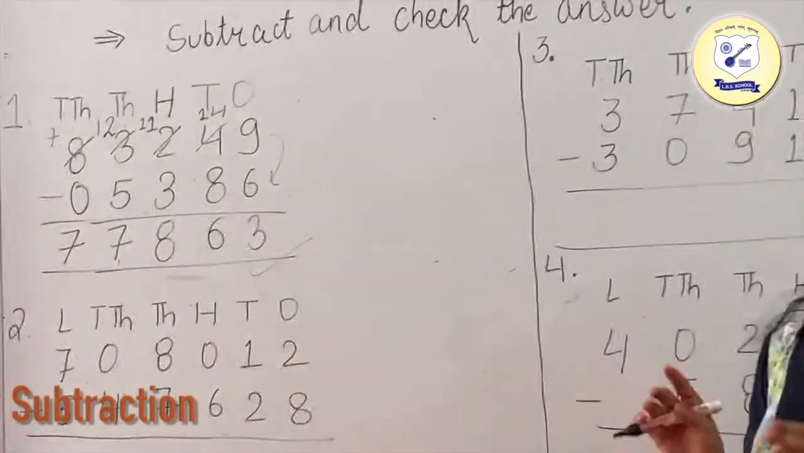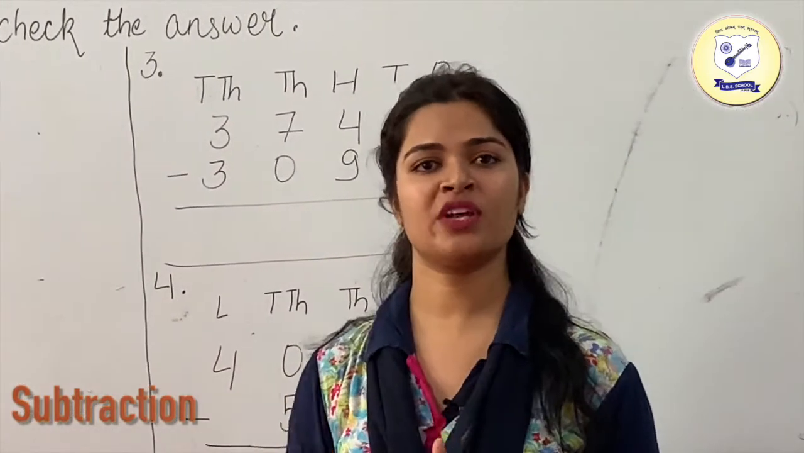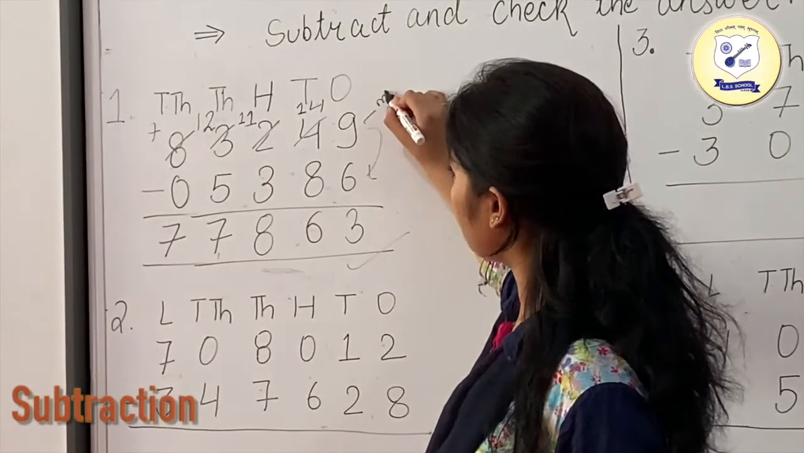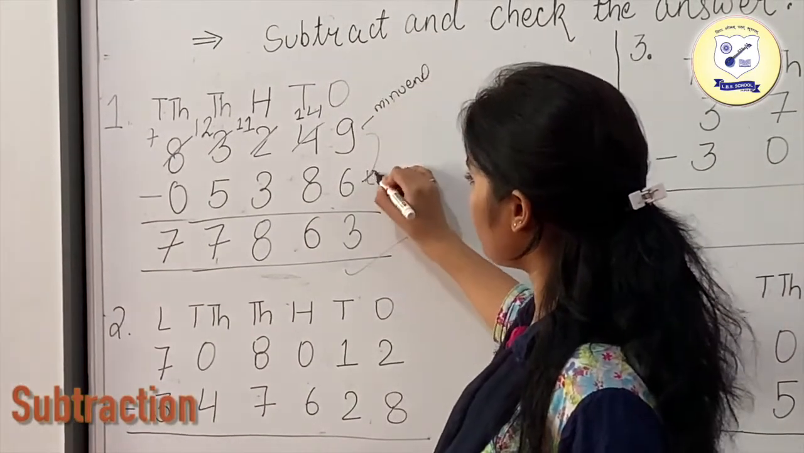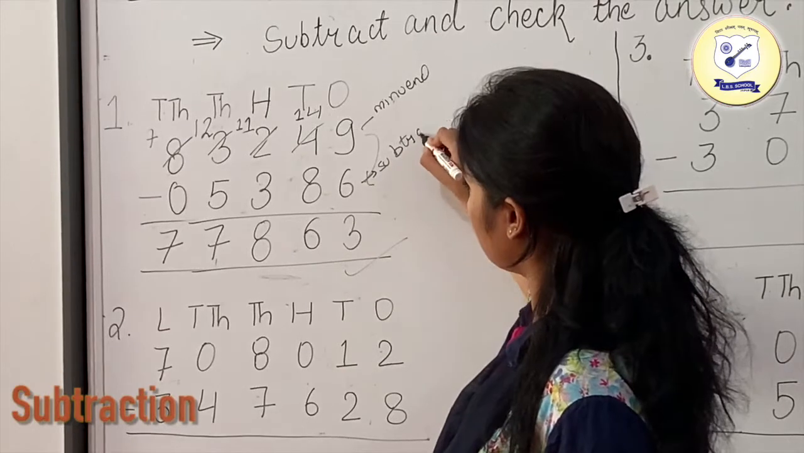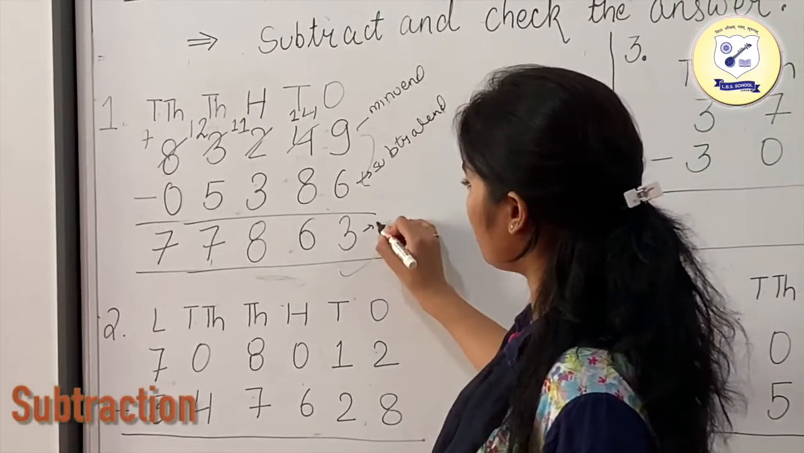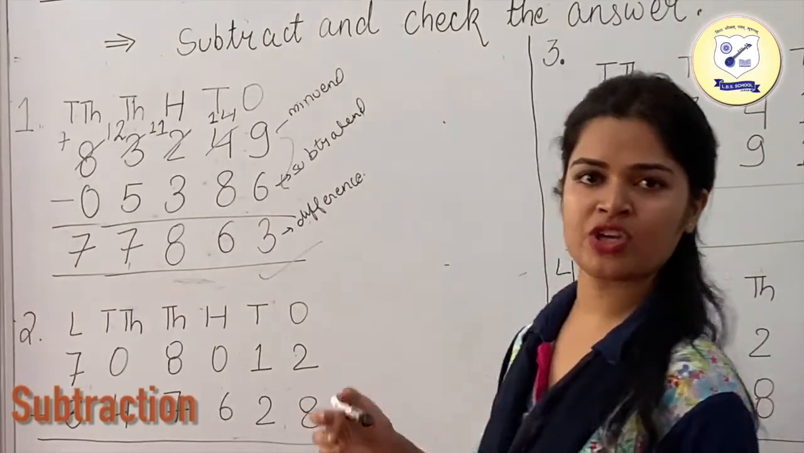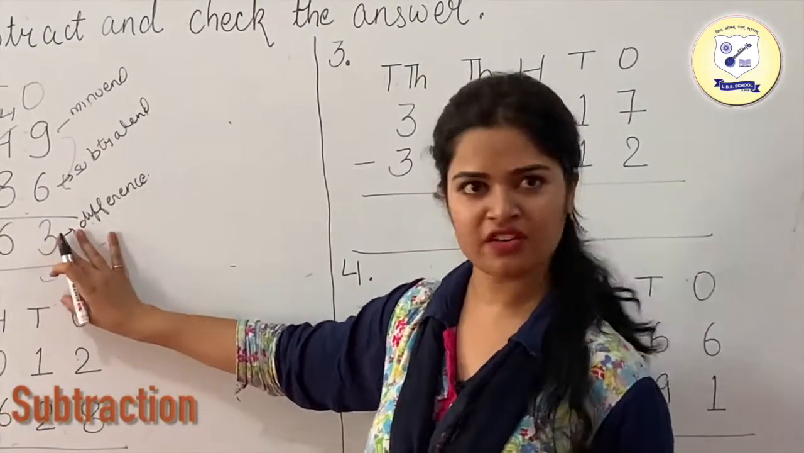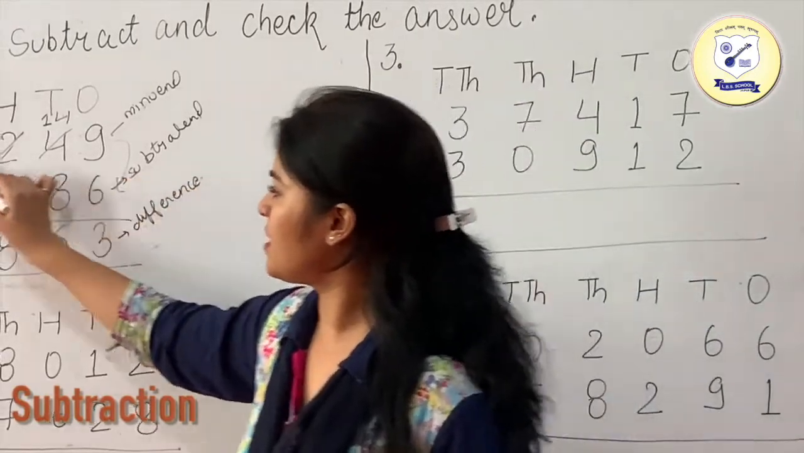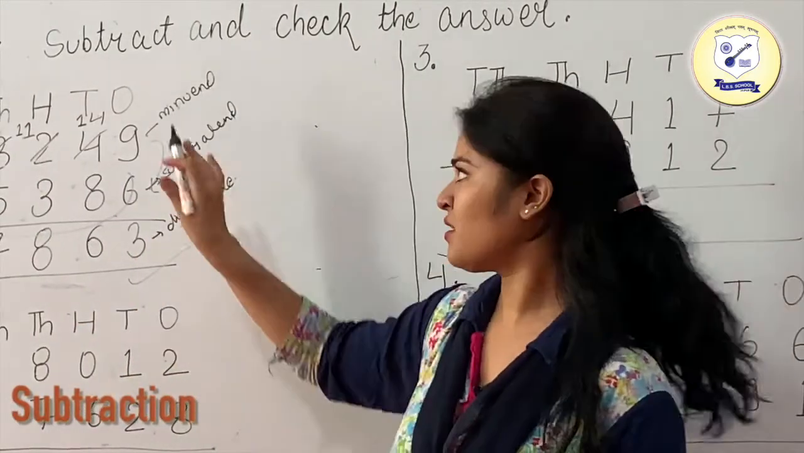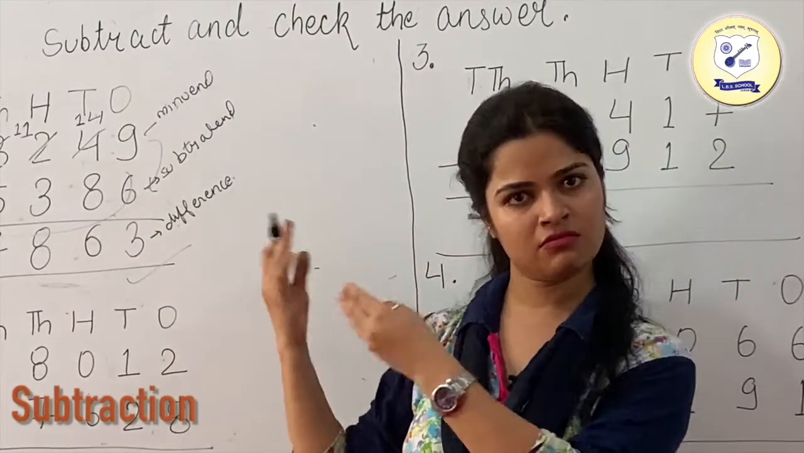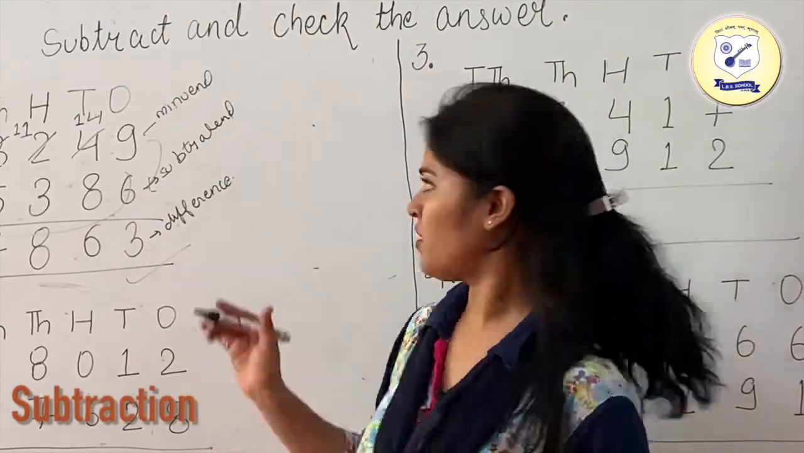Now I am having a trick for you, which is how to check whether your answer is correct or not. For that, I have told you that this is your minuend, this is your subtrahend, and this is your result, which is also known as difference. If you want to check your answer, just take your difference and add it with the subtrahend. If you are getting the minuend again, then your answer is correct, and if you are not, then just go to your question again and solve it again for the correct answer.